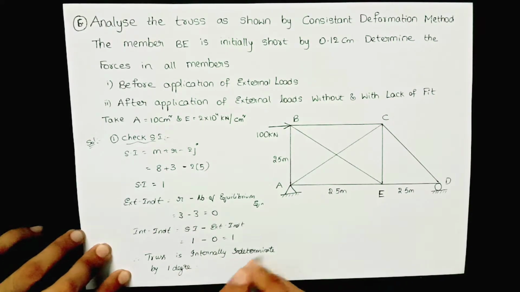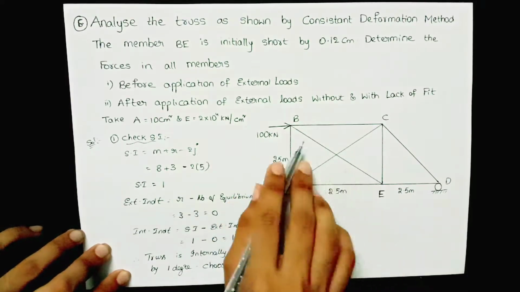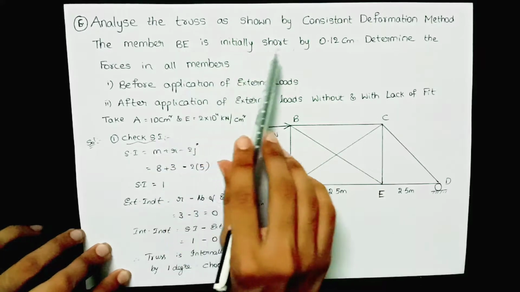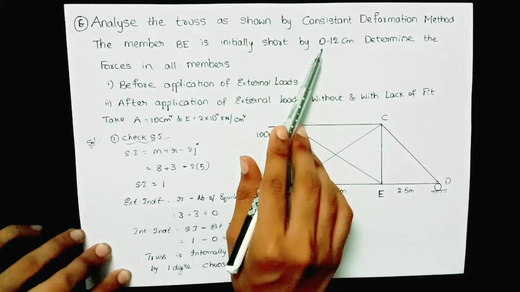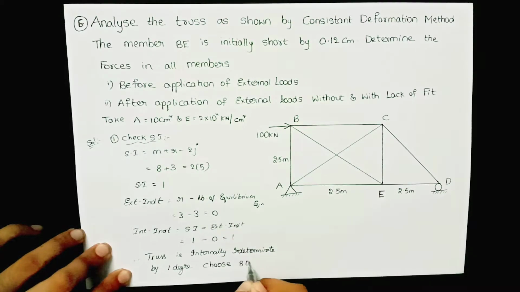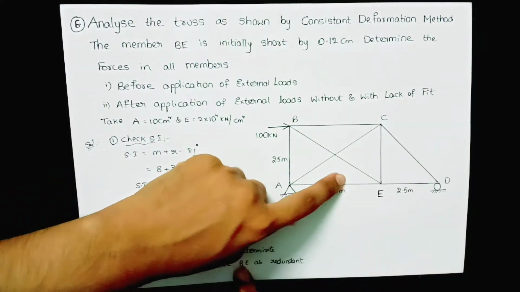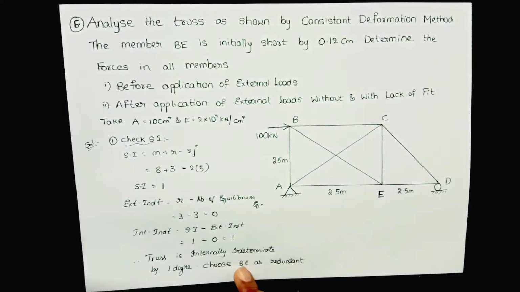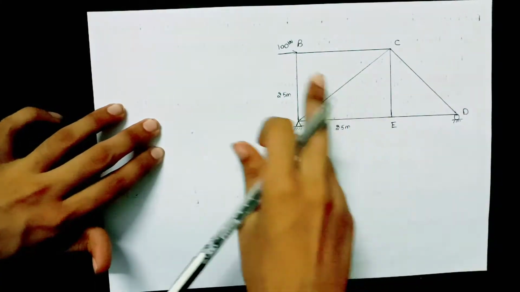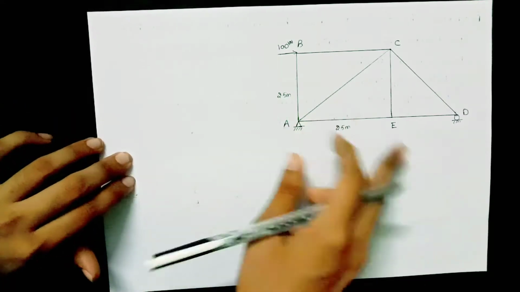Choose any member as redundant. In this case I am choosing member BE. The member BE is initially short by 0.12 centimeter, and I am also taking the same member as redundant. Choose BE as redundant. Now remove the member BE from the truss and redraw the same truss. After removing the member BE from the given truss, I have redrawn the same truss as shown here.